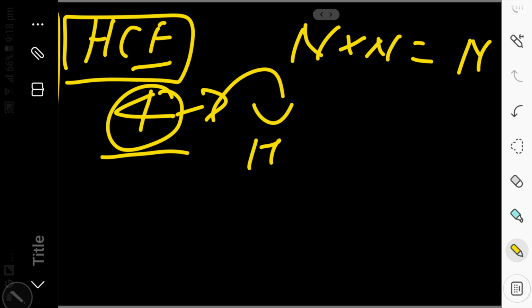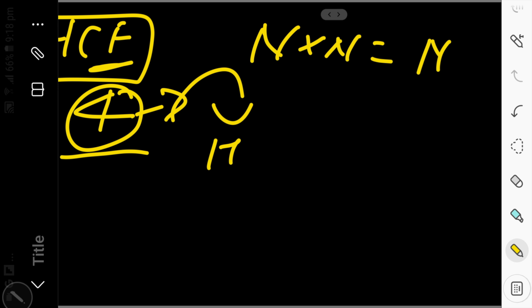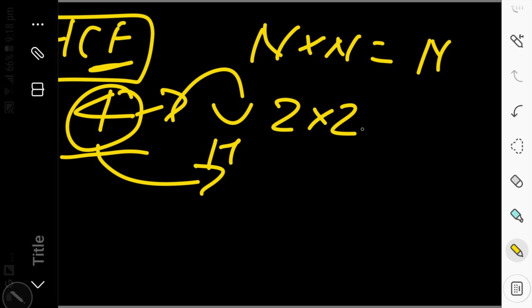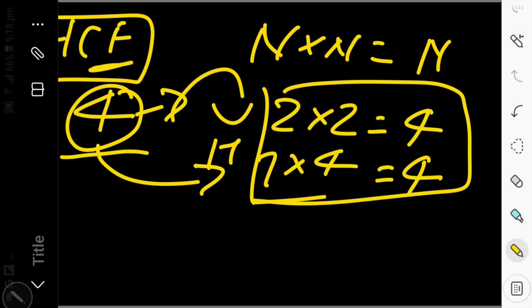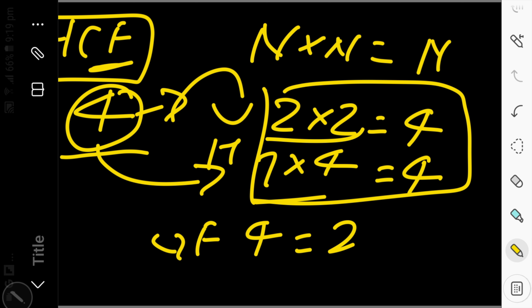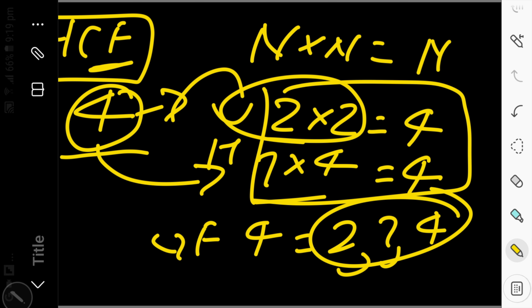That's factorization. Factor means, for example, to get 4, you can multiply 2 into 2 to get 4. You can multiply 1 into 4 to get 4. These are the possible combinations to get 4. There is no other combination of multiplication to get 4. That's why the factors of 4 are simply 2, 1 and 4. This is factor.